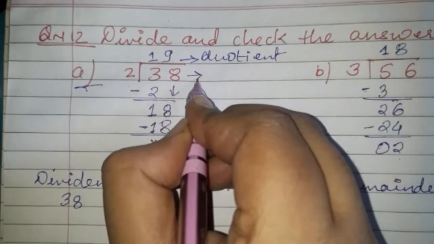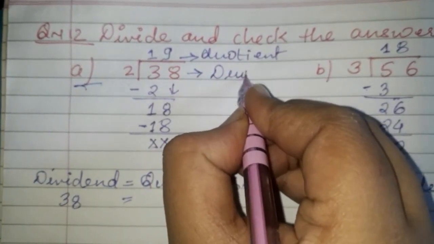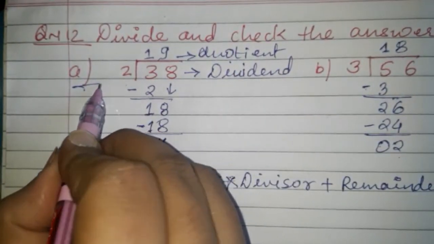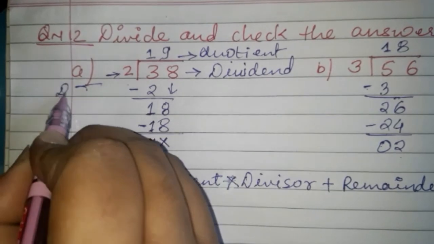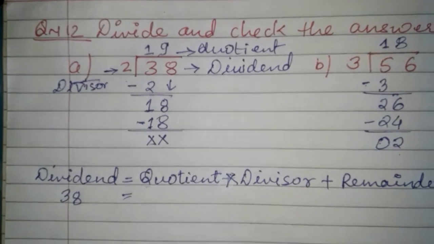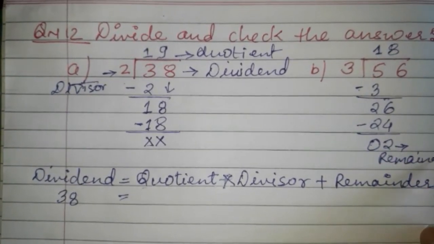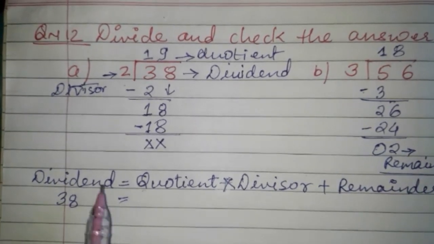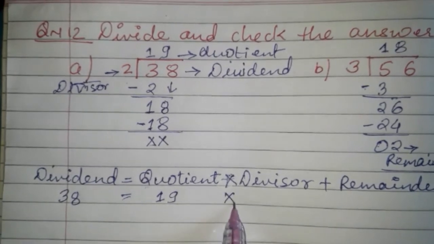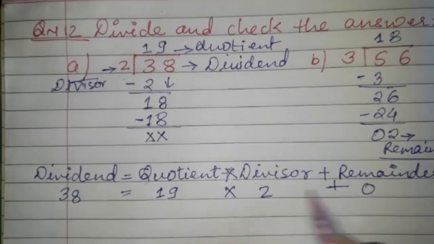The number which is being divided is the dividend. The number by which we are dividing the dividend is called the divisor, and the number which is left over, which we got in question number 2, is called the remainder. So in the first question, the quotient we got is 19, the divisor is 2, and we don't have any remainder in question number 1, so we'll put 0 here.